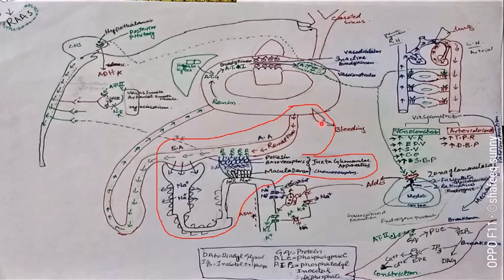Whenever your blood pressure is going down, suppose here is your heart, here is your carotid sinus. Carotid sinus is another place where a blood pressure measuring device is also present. This carotid sinus also has the baroreceptor.